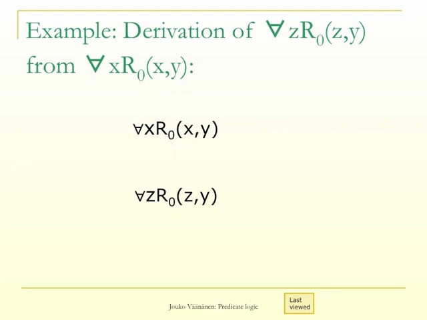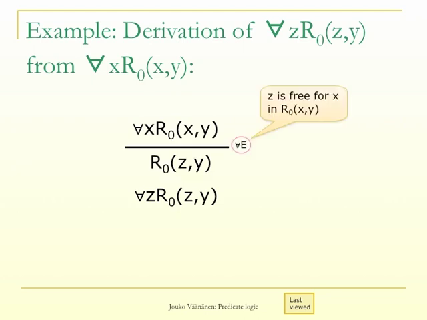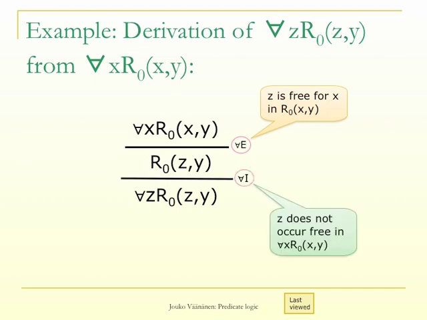As a first step, we eliminate the universal quantifier by substituting to x a term that is free for x in the formula, and z is such a variable. So we get r0 z y. And now we can introduce a universal quantifier, because z does not occur free in the assumption ∀x r0 x y, which is the only assumption of this derivation. So the universal quantifier introduction rule can be applied, and we get ∀z r0 z y.